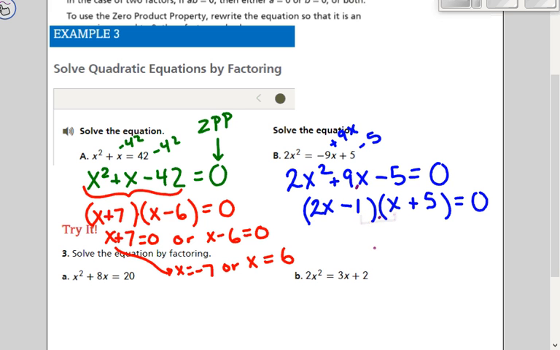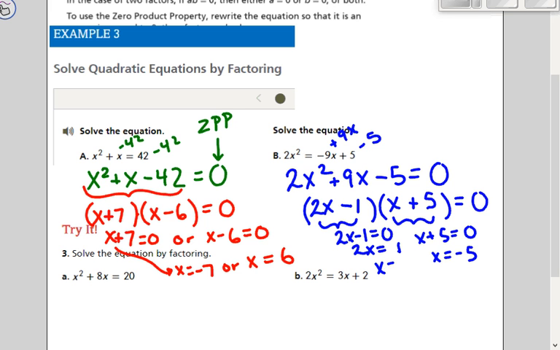What we have to do now is we have to set both of these equal to 0 and solve for x. X equals negative 5 is one solution. Set 2x minus 1 equal to 0. Add 1 to both sides. Divide by 2. X equals 1/2 is the other solution.